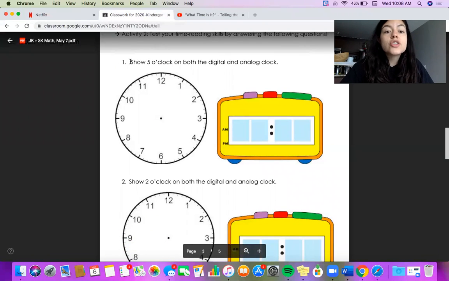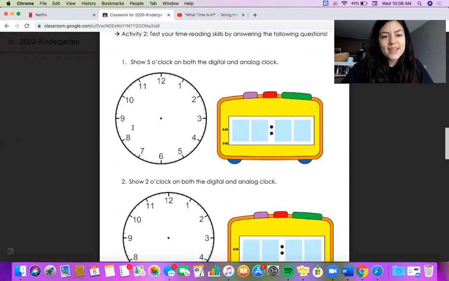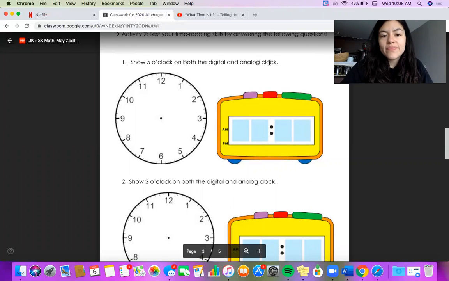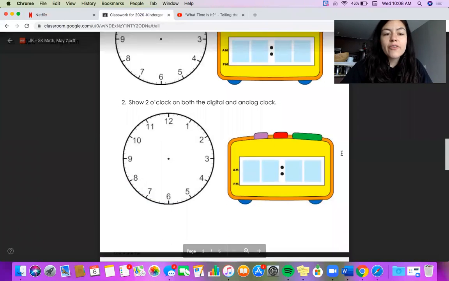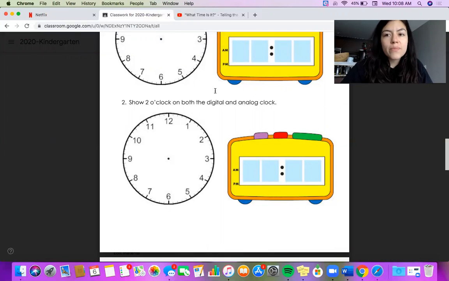In number 1, you need to show 5 o'clock on both the digital and the analog clock. So for the analog, you need to draw in your long minute hand on the 12 and make sure your hour hand is pointing to the 5. And then for your digital clock, you put the hour here, followed by 00 to show that it's a new hour. Same thing for number 2. For number 2, you need to show 2 o'clock on both the digital and the analog clock.